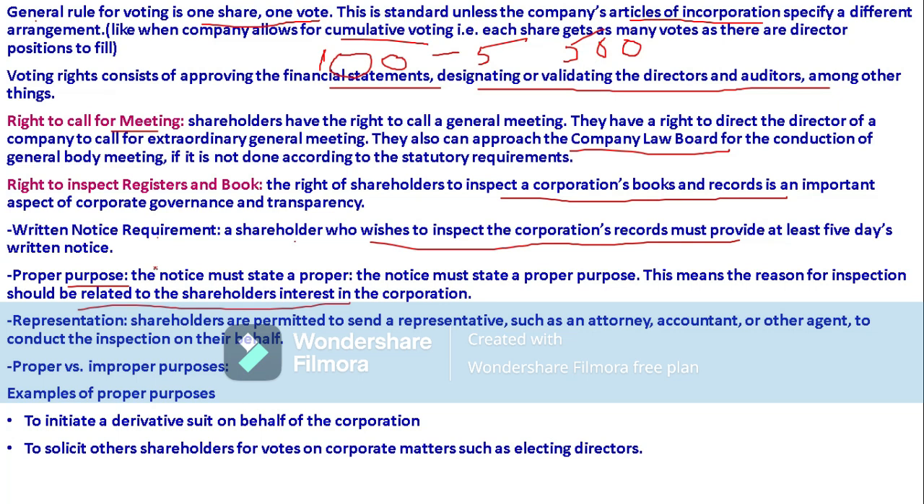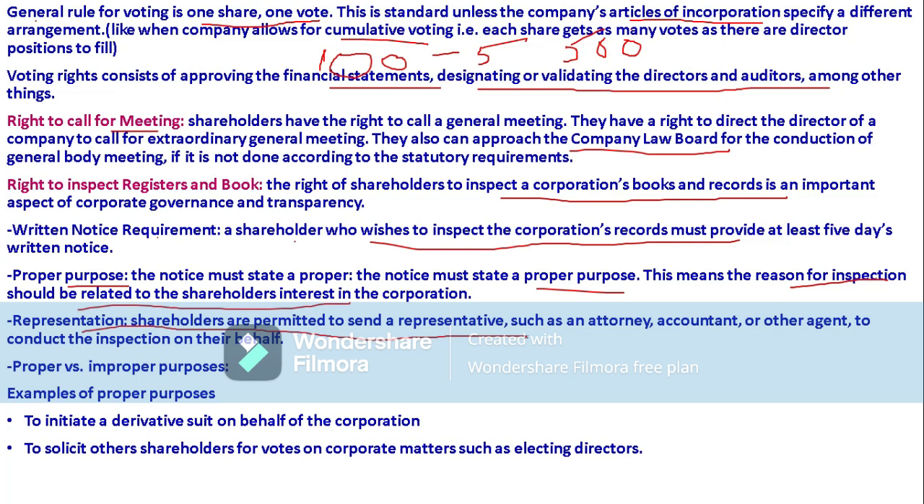After that, the notice should state a proper purpose. Okay. So a reason for inspection should be mentioned there. And coming to representation, under representation, shareholders are permitted to send a representative such as an attorney, accountant or any other agent to conduct the inspection on their behalf.